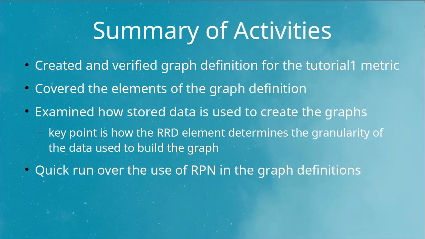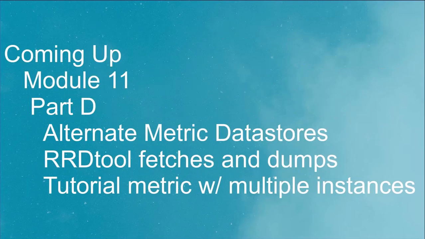in gprint. This video covered creating and verifying the tutorial 1 graph definition, explaining the elements of the graph definition, examining how stored data is used to create a graph, examining how the RRD element determines the granularity of a graph, and looking at how RPN is applied to data in graphs. Coming up, Module 11, Part D, Alternate Metric Data Stores, RRDtool fetches and dumps, and tutorial metric with multiple instances.